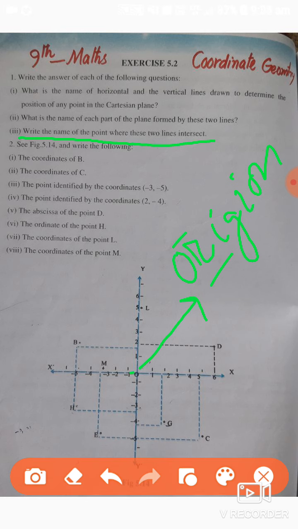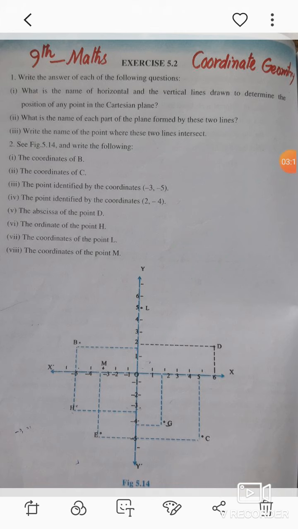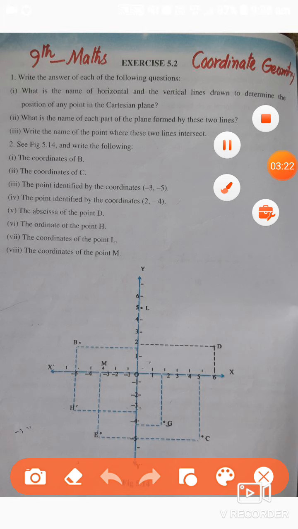Now the question number 2 of the exercise, that we had: write the coordinates. The first part of the question is the coordinates of B. So we have to write down the coordinates of B. Point B is in the figure below. You have to look into the figure and locate these points, or write down the coordinates of the points. Point B is over here.